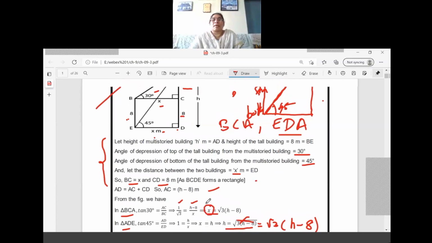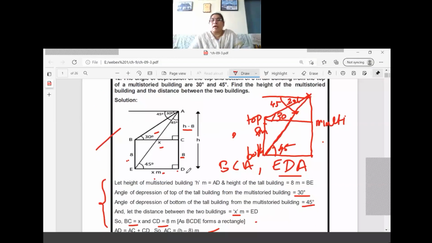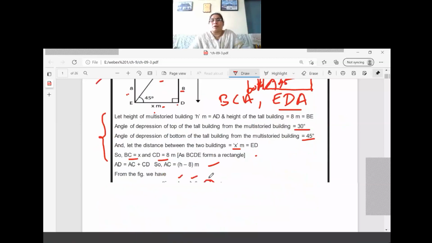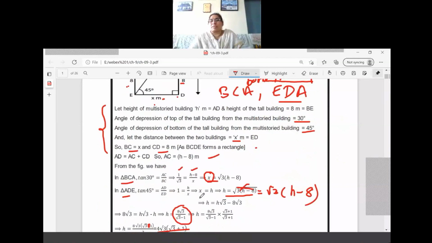Now what is the other diagram? The diagram is AED, another right angle triangle. There also we have considered tan 45. Tan 45 is AD by ED only. So 1 equals h by x. From this equation you know that x and h are the same only. So h equals h root 3 minus 8 root 3. After the multiplication you will get it.